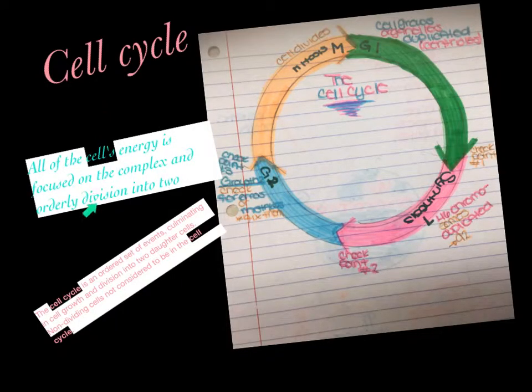Okay, so this is my next slide, which is the cell cycle. This is extra information about the cell cycle, which focuses on the complex and orderly division into two. It says the cell cycle is an ordered set of events culminating in cell growth and division into two daughter cells. Non-dividing cells are not considered to be in the cell cycle. So this is the cell cycle.